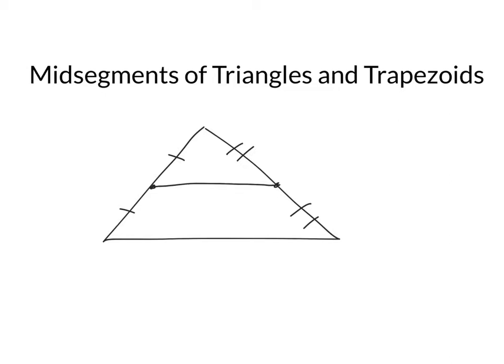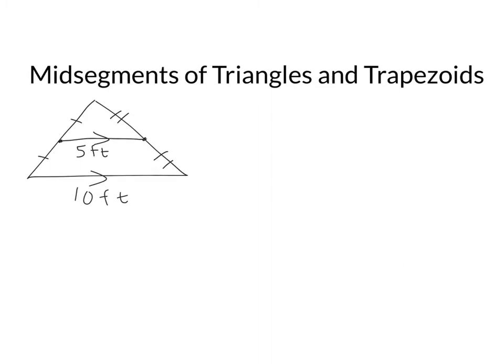Now, some fun facts about the mid-segment of a triangle. The mid-segment is parallel to the base, and it's also half the length. So if this was, say, 5 feet, this would be 10 feet. Okay? So the mid-segment is parallel to the base, and it's half the length of the base. Cool.